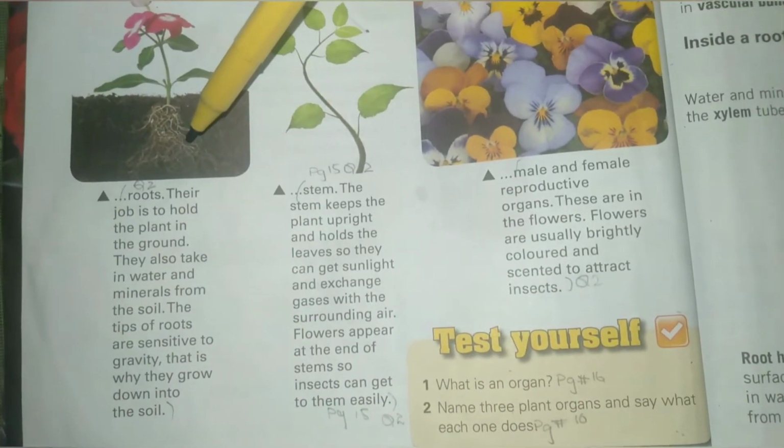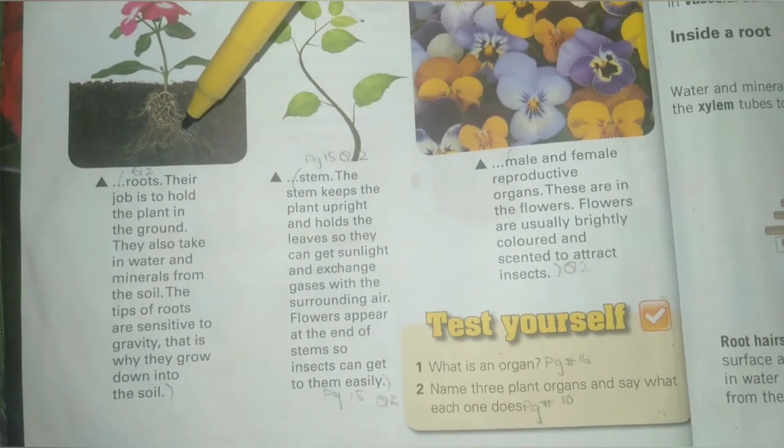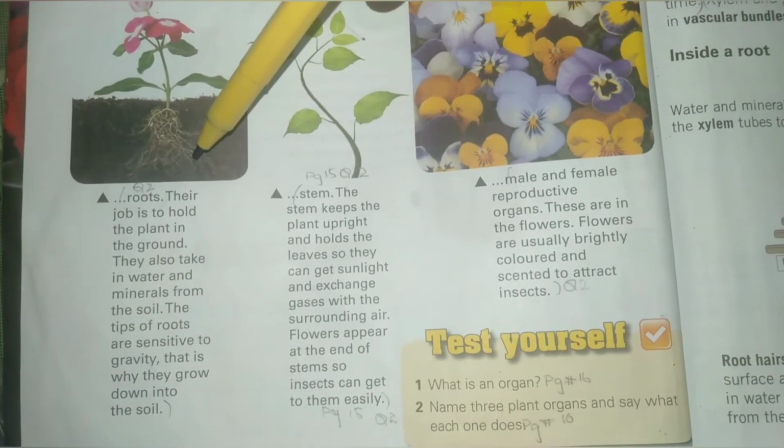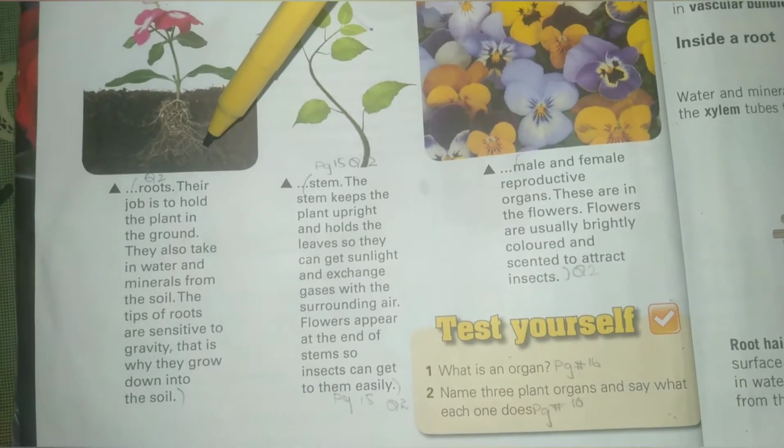And the tips of the roots are sensitive to gravity. That's why roots grow towards the soil in the downward direction, that is towards the gravity.